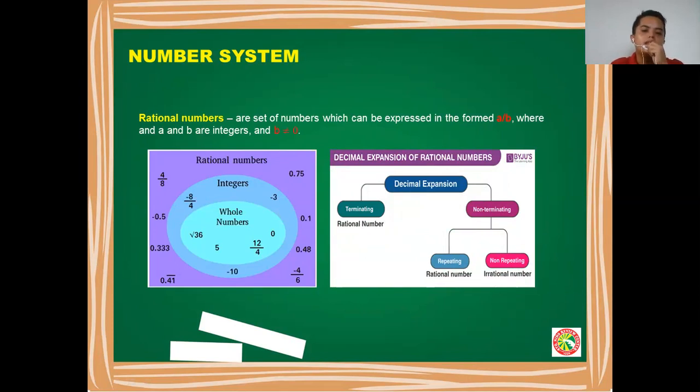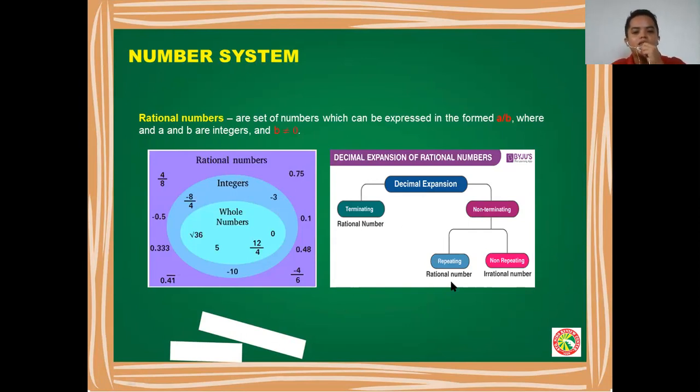For example, 0.75. 0.75 in fraction is 3/4. So it terminates to a value. Once you divide or simplify the fraction and the decimal terminates to a certain value, that is a rational number.